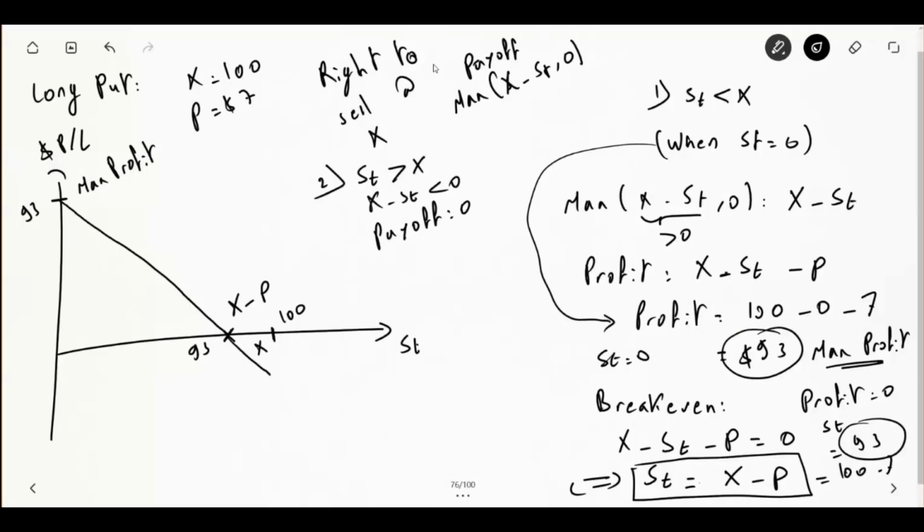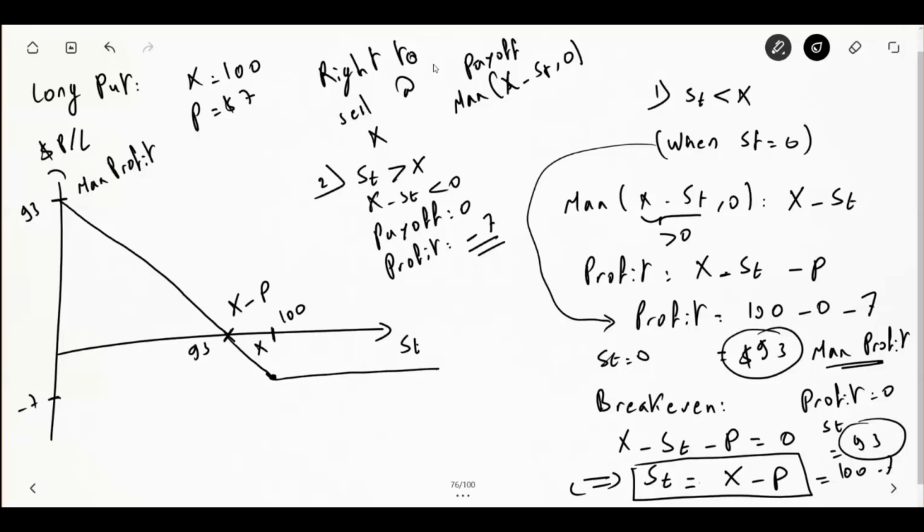So between 93 and 100, I will start losing. When I get to $100, I will have my maximum loss, because as you can see, for any price above X, I will choose not to exercise. And in this case, my profit is minus $7. I will be losing $7 whatever the stock price is above 100, whether it's 1,000, 900, or 105. For any price above $100, my loss is limited to $7.